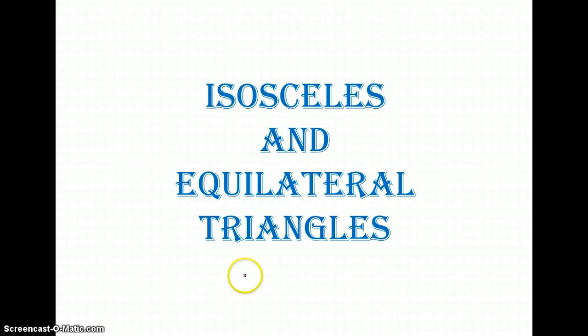Okay, we're going to talk about isosceles and equilateral triangles specifically today. We've done a little bit of work already in our classification with these two types of triangles, so now let's extend that a little bit and look at their specific properties.